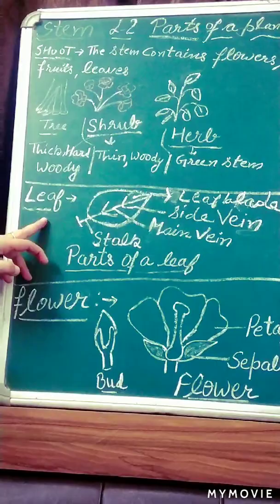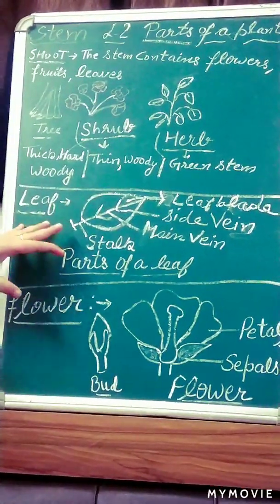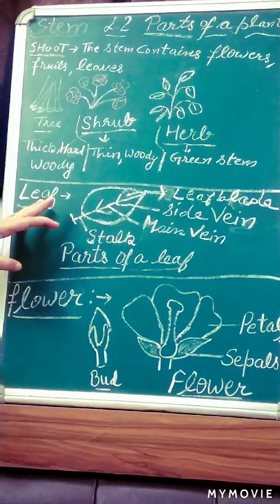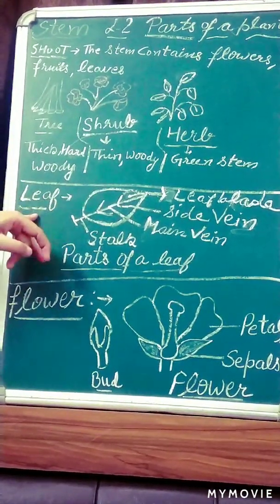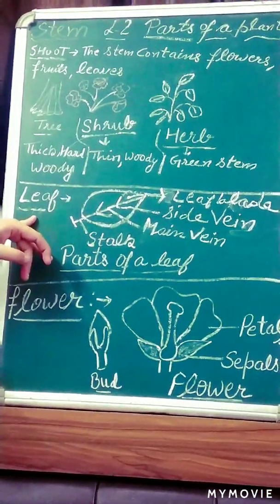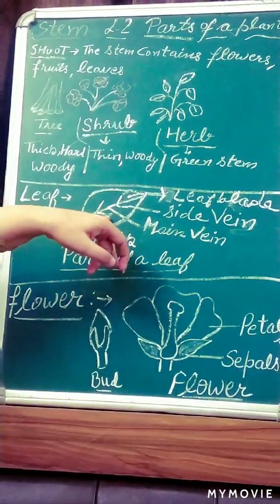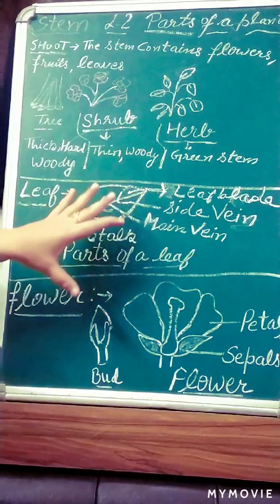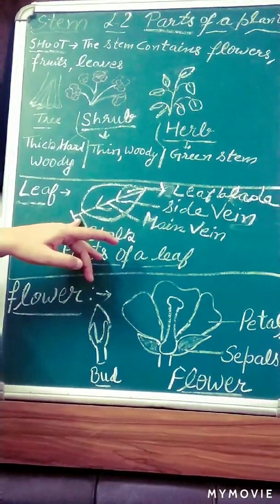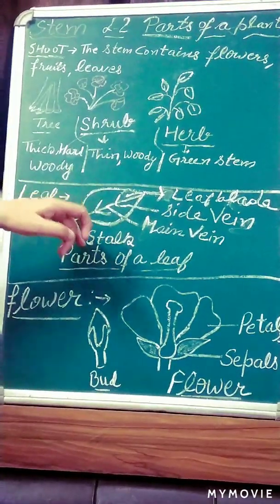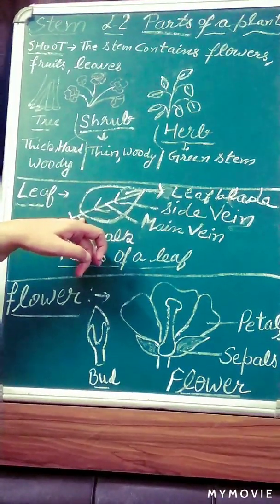So another part is leaf. Leaf is the most important part of the plant as it prepares food for the whole plant. So leaf is called the food factory of the plant. I draw here a leaf. Leaf contains the following parts. This is the stalk, it is attached to the stem. Leaf is attached to the stem with this stalk.